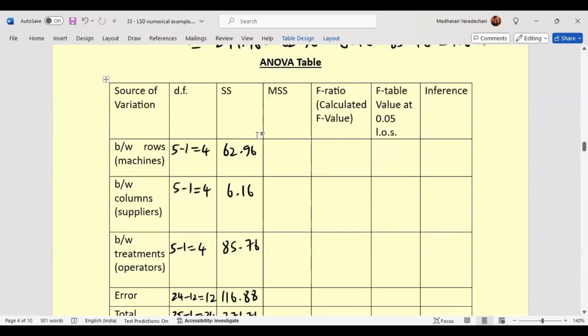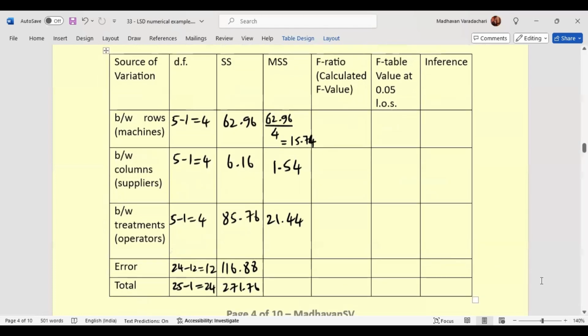Now, mean sum of squares. For the first one, 62.96 divided by the corresponding degrees of freedom, we get 15.74. Then the next one, 6.16 divided by 4, we get 1.54. Next one, 85.76 divided by 4, we get 21.44. Error, 116.88 divided by 12, we get 9.74.